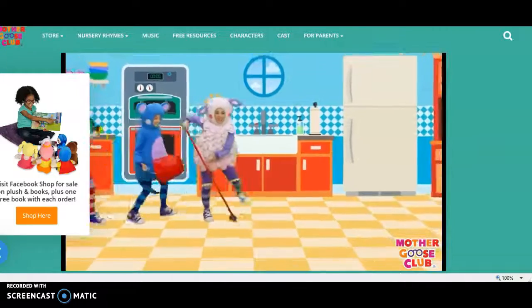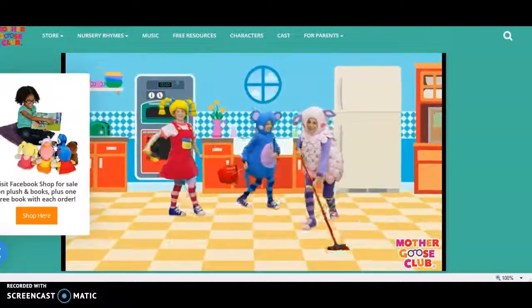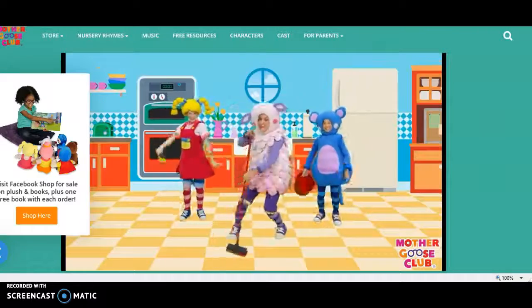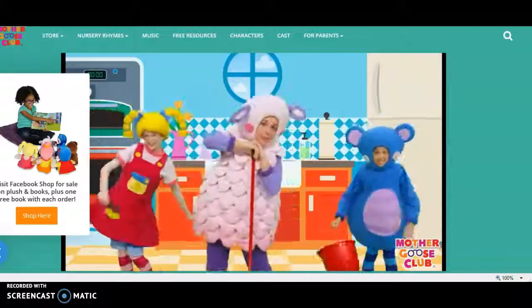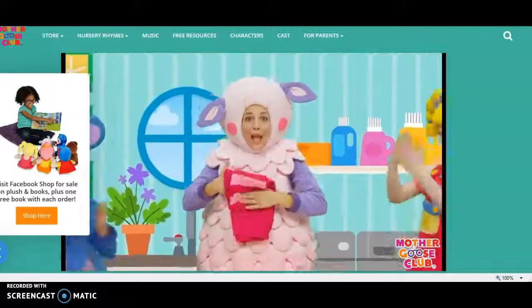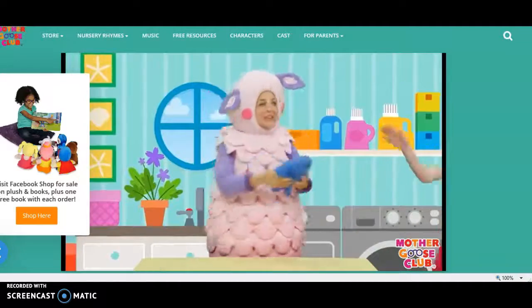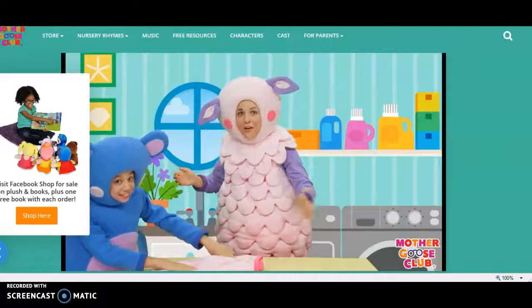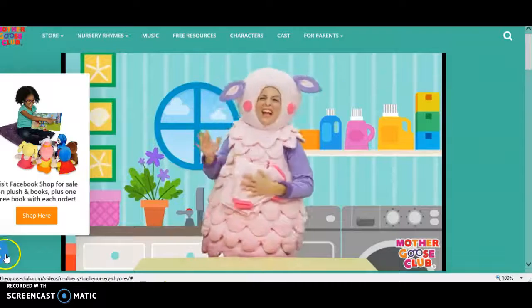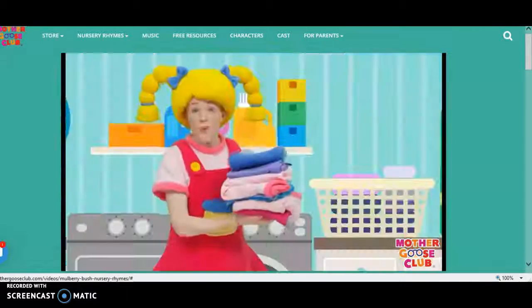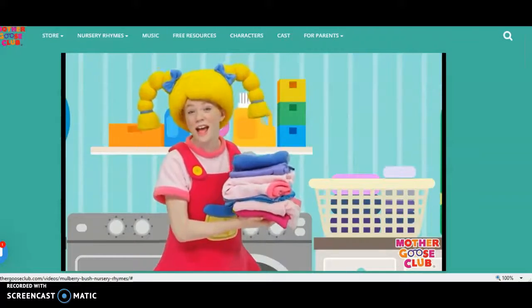This is the way we scrub the floor, scrub the floor, scrub the floor. This is the way we scrub the floor so early Thursday morning. This is the way we fold our clothes, fold our clothes, fold our clothes. This is the way we fold our clothes so early Friday morning. We scrub the floor on Thursday, we fold our clothes on Friday.